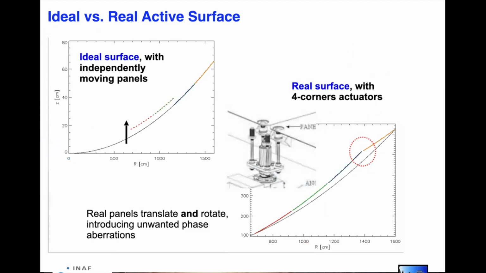There are, of course, some problems also with this method, because ideally you would like to have an active surface where each panel can be moved independently from all the other adjacent panels. Now, you cannot do this with the real active surface of a telescope, because, for example, on the SRT, each actuator is shared by 4 panels. And so every time you move an actuator, you're not moving a single panel, you're actually moving 4 of them. And by doing this, you are introducing not only a translation of the panel, but you're also making it rotate. And unfortunately, this introduces some unwanted phase aberrations.